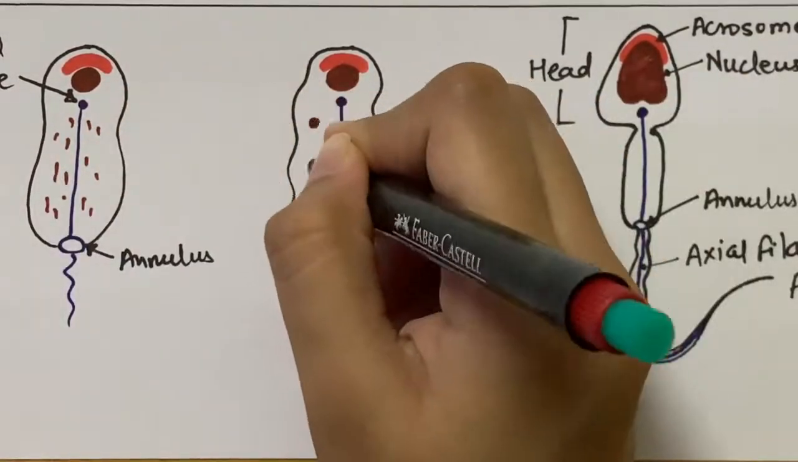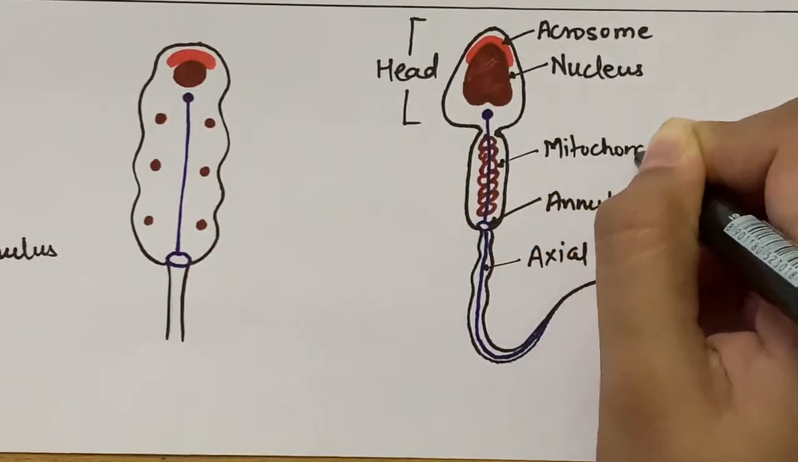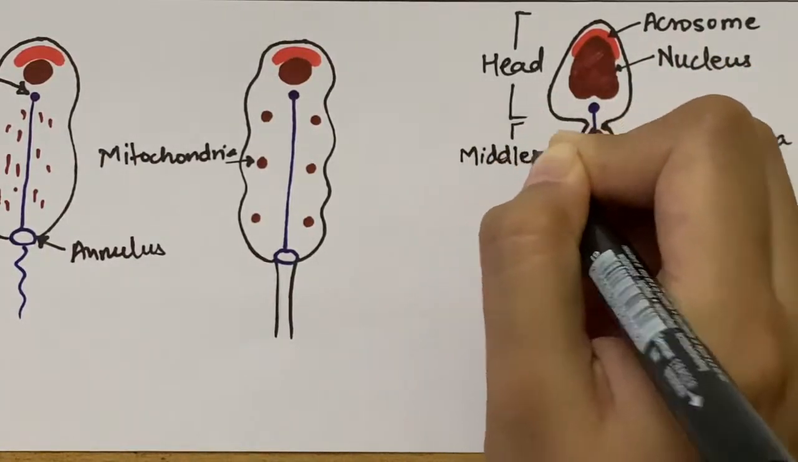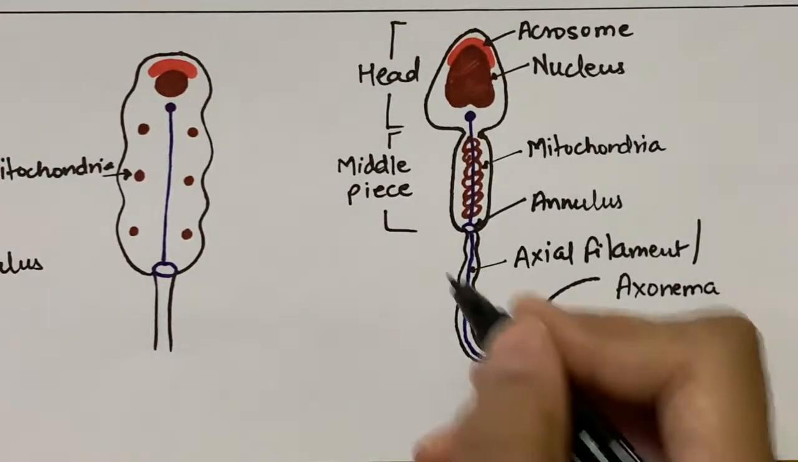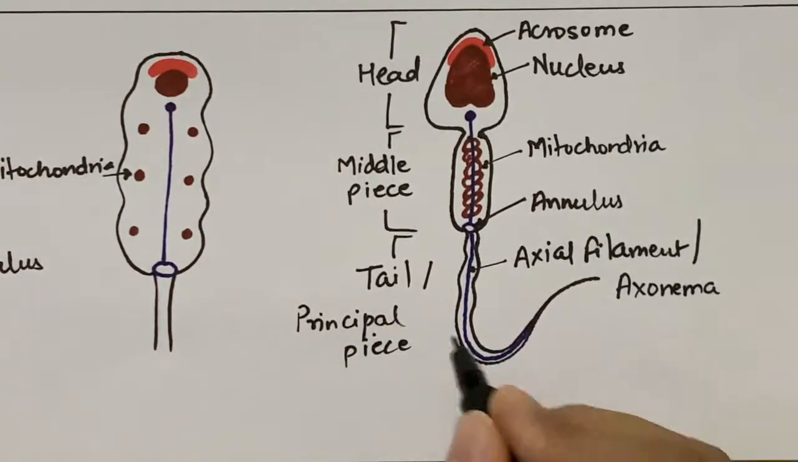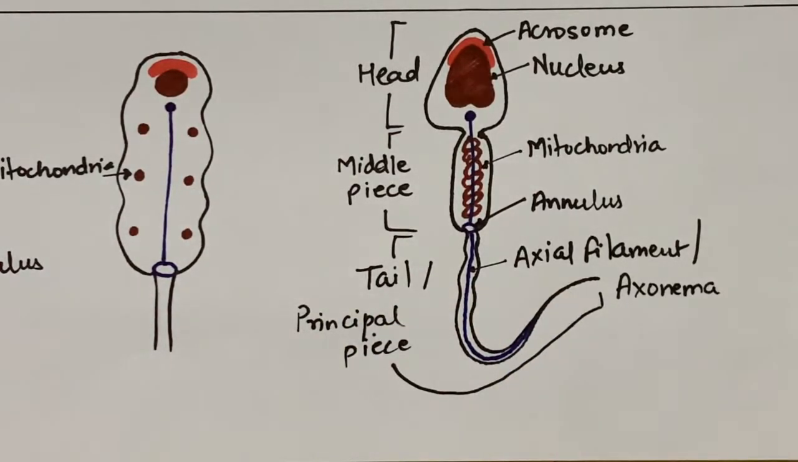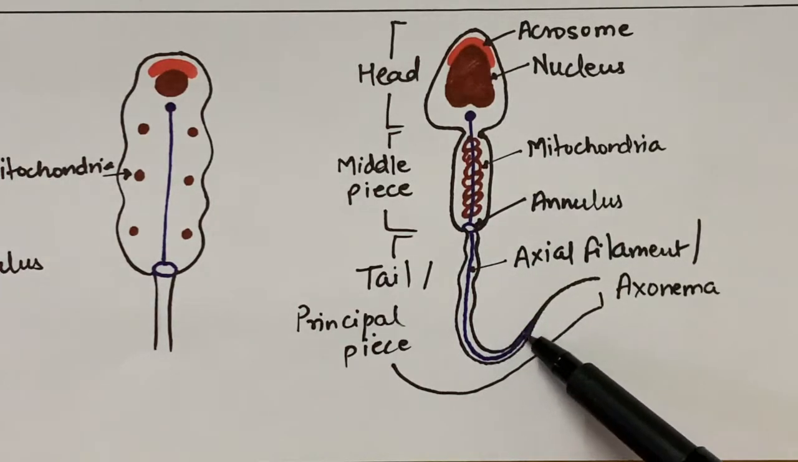The part of the axial filament between the neck and the annulus is surrounded by mitochondria, and together both of them form the middle piece. The remaining part of the axial filament elongates to form the principal piece, also called the tail. Most of the cytoplasm from the spermatid is usually shed as the residual body of Regaud, and it is engulfed by the Sertoli cells. The cell membrane that persists forms the covering of the sperm.